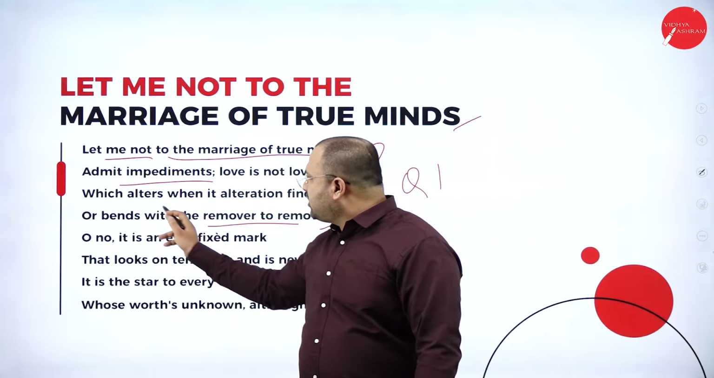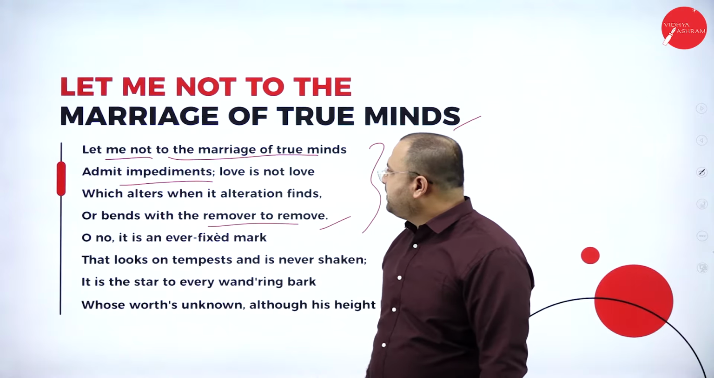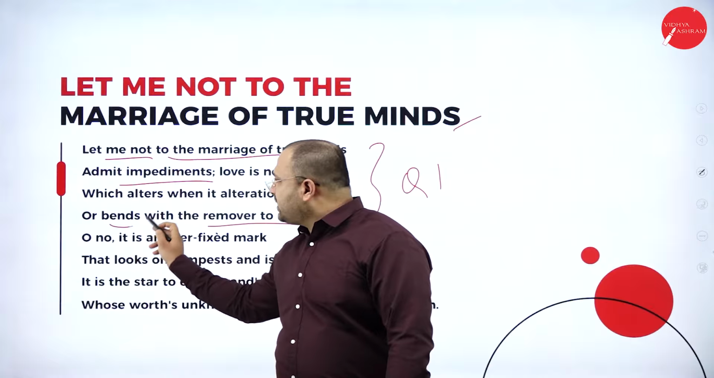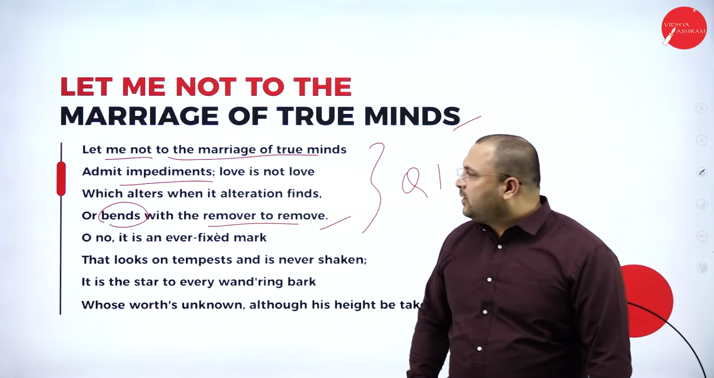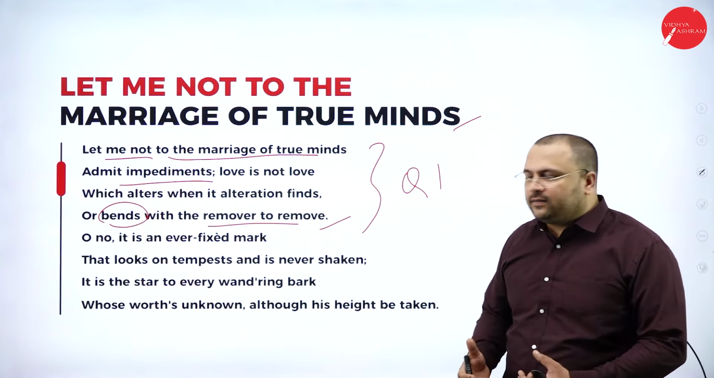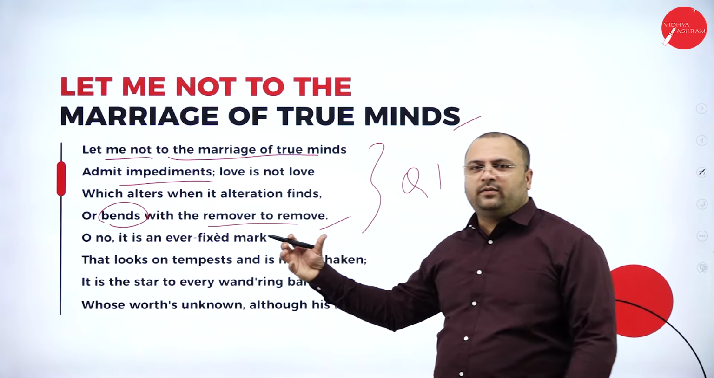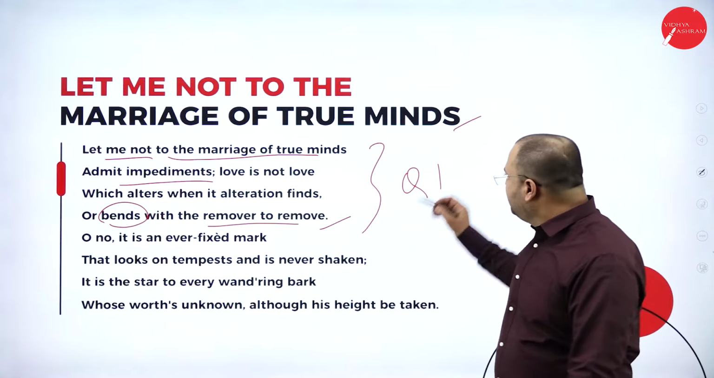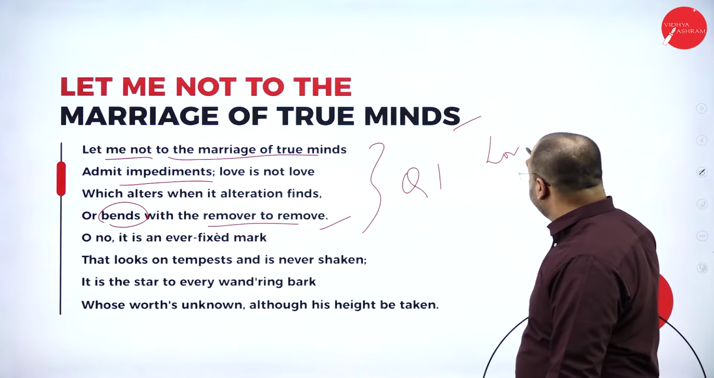Love is not love which alters when it finds alteration or bends. That means when it bends with convenience, when there is a remover to remove that love. So he is talking about love. In the first quatrain, we get the idea that the poet is talking about love.